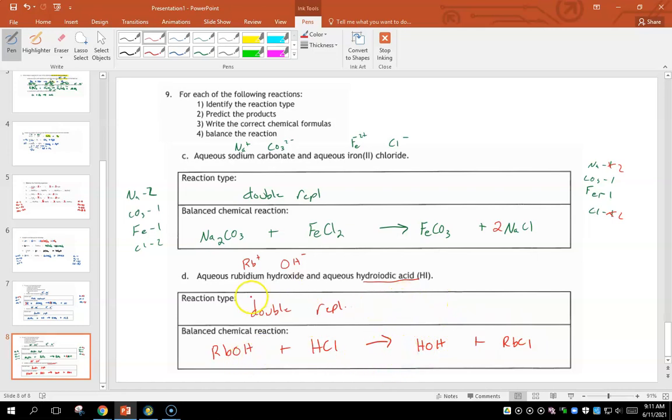So nothing additional to add there because I got 1 rubidium, 1 hydroxide, 1 hydroxide, 1 hydrogen, 1 hydrogen, 1 chlorine, 1 chlorine. Done.